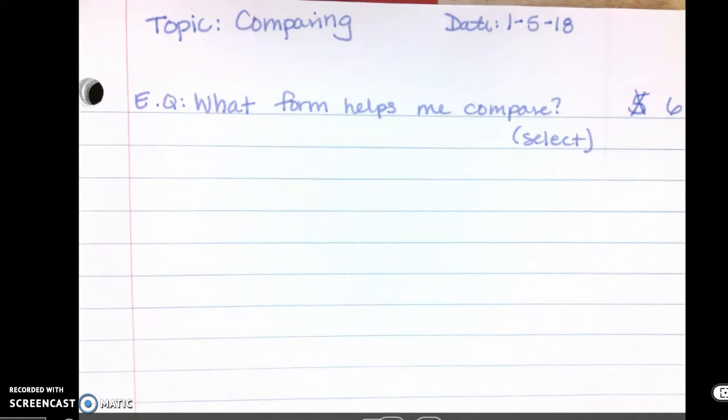This is an instructional video about comparing rational numbers. The topic for today is comparing. This is on page 6 of our notes, and our essential question is, what form helps me compare? This is a selecting level question.